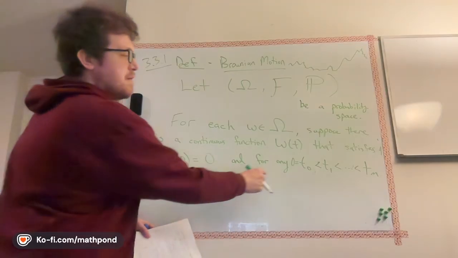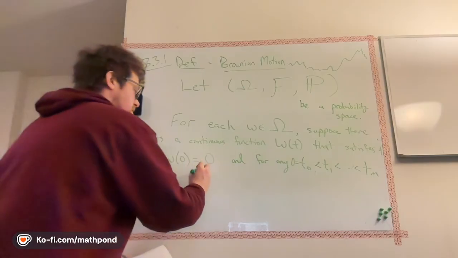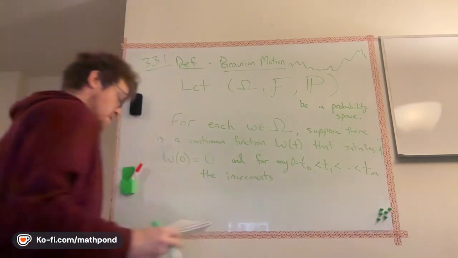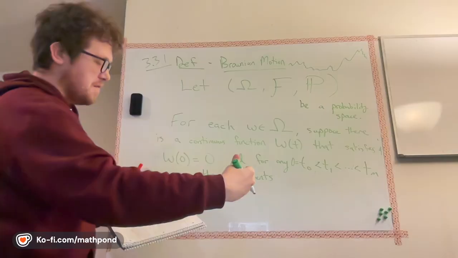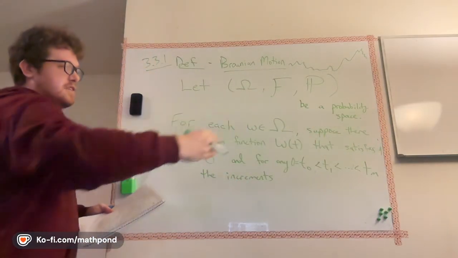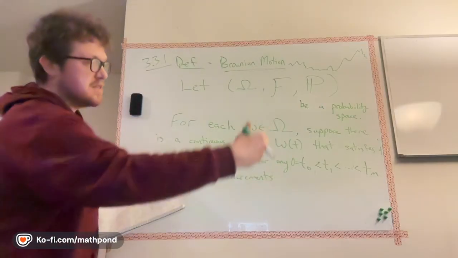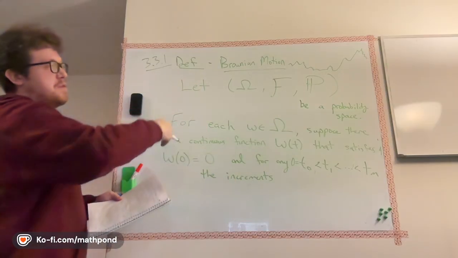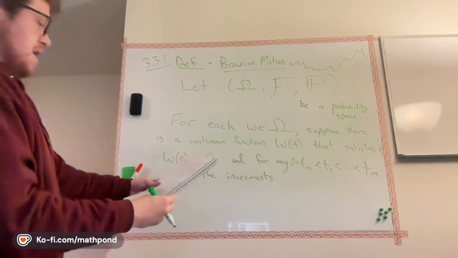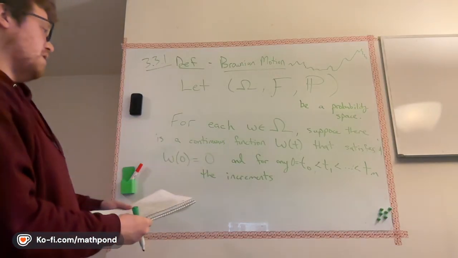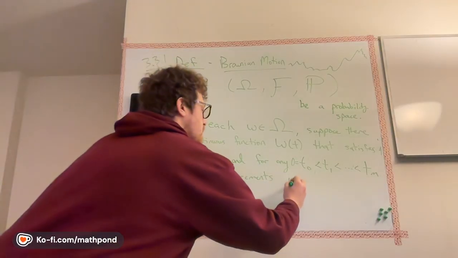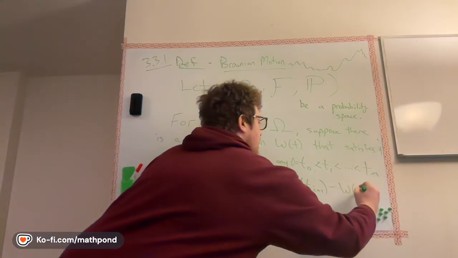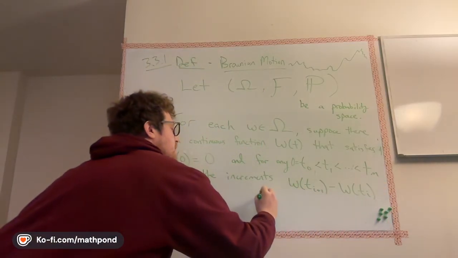of 0 is 0, and for any breaking of the time intervals, the increments, so basically from w of t0 to w of t1, that is normally distributed, and then from w of t1 to w of t2, that's also normally distributed, and all of these increments, the difference in the w's, is normally distributed. So basically the increments w of ti plus 1 minus w of ti are independent.